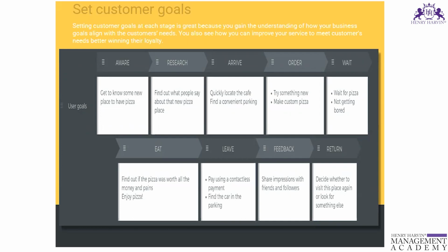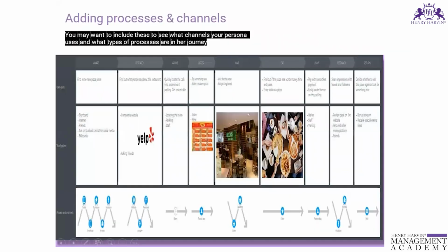Let me give a small example. This is a small format for the customer journey map. On the horizontal axis, we start with the different stages of the customer journey. Here we have seen it starts with aware, research, arrive, order, wait, eat, leaving, feedback, and return. Now, on the vertical axis, first of all, we try to understand the expectations of the customers from each stage. Maybe let me ask a question.